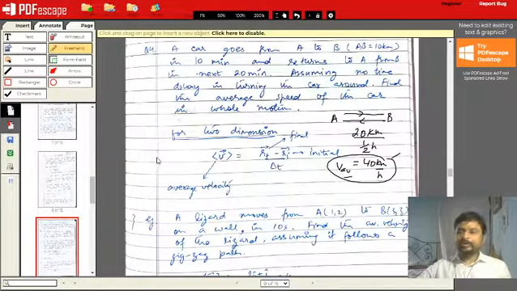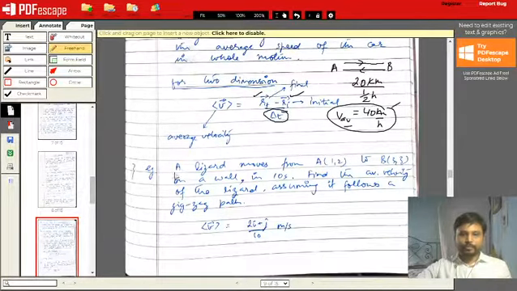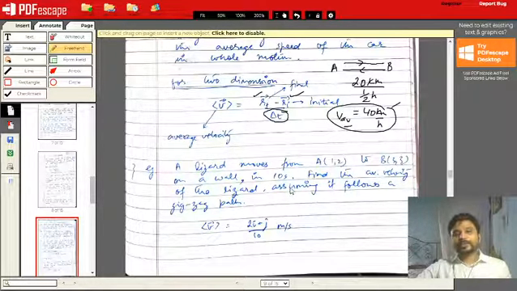So again the definition is the same as the previous one, except that now we have to use the vectors instead of just putting the values of x. So the final position vector minus the initial position vector divided by the time interval. So a lizard moves from A (1, 2) to B (3, 3) on a wall in 10 seconds. Find the average velocity of the lizard, assuming it follows a zigzag path.